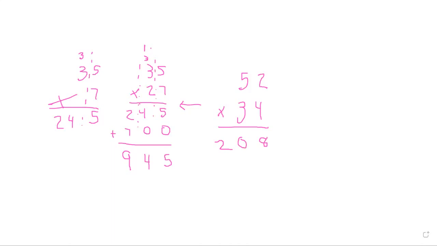Now I forget about that 4. And I'm going to go 52 times 3 times 10. So I'm going to put a 0 here for that 10. And now I take this number, 3 times 2 is 6. That makes sense because 30 times 2 is 60. And 3 times 5 is 15.